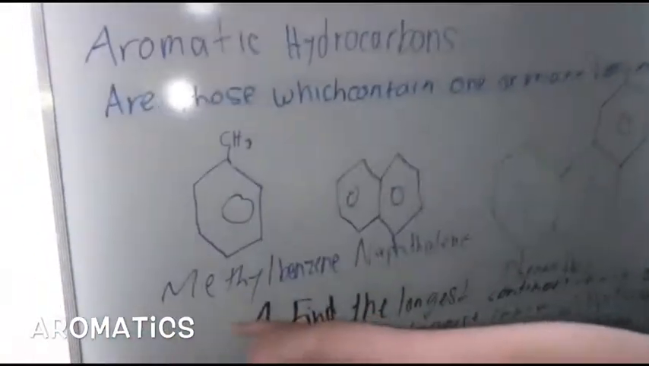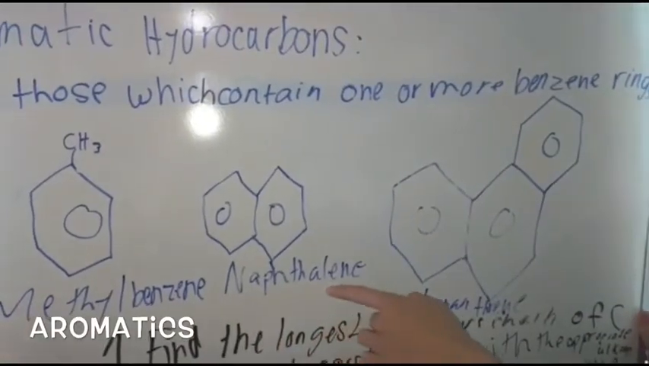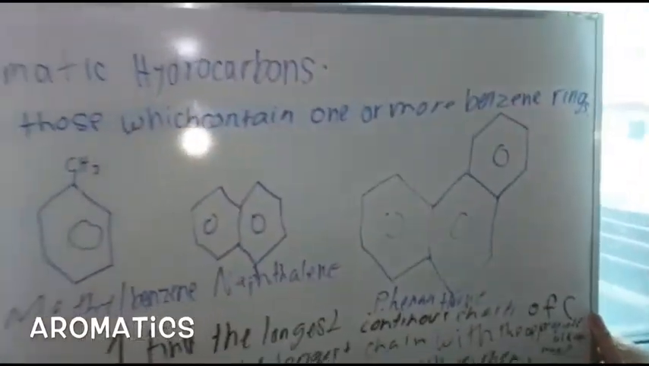Well, these are some examples of aromatic hydrocarbons: methylbenzene, naphthalene, phenolphthalein, and that's it.